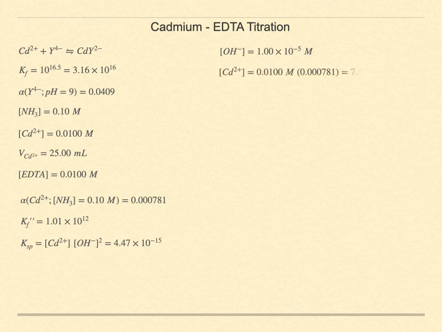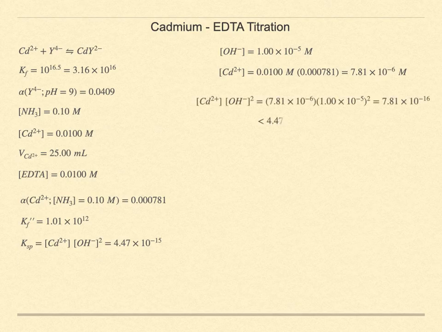The cadmium 2+ is the product of its formal concentration, we set it at 0.01 molar, and the fractional composition, which we calculated to be 0.000781. The cadmium available for reaction, that is the portion that's not tied up with ammonia, is 7.81 × 10⁻⁶ molar. We calculate the reaction quotient given these conditions, and we obtain the value of 7.81 × 10⁻¹⁶, which is smaller than the KSP at 4.47 × 10⁻¹⁵. Therefore, the cadmium will not precipitate out.